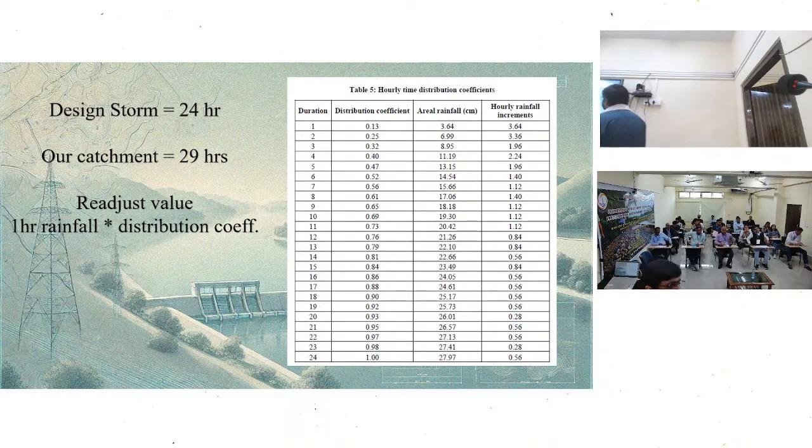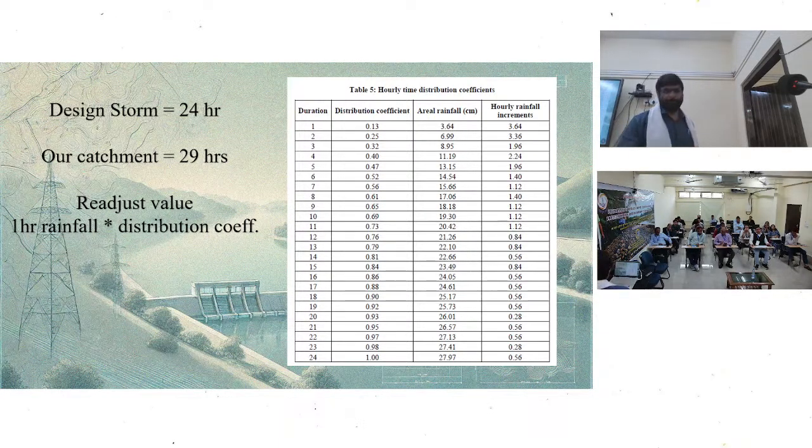Now the design storm is for 24 hours. Our catchment design storm duration is 29 hours. So we readjust the value. That is the 1 hour rainfall and distribution coefficient. So distribution coefficients are like this. This is all in the CWC manual. You can always check these values. So just multiply and you will get the decrement rainfall.